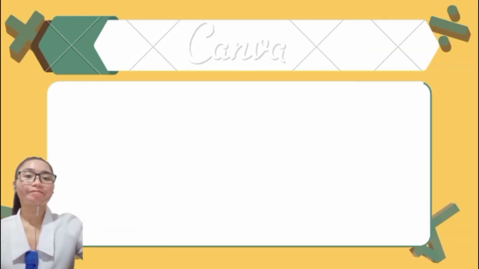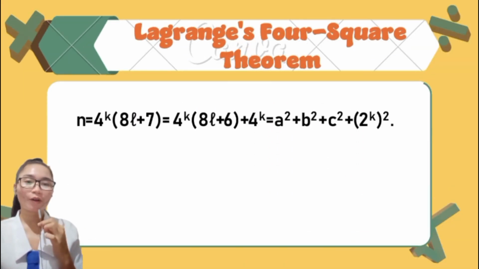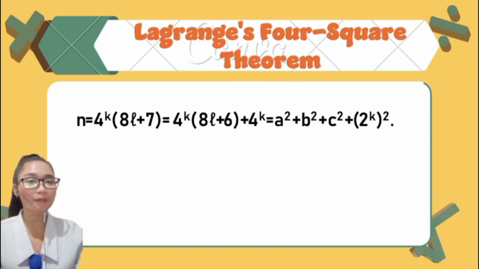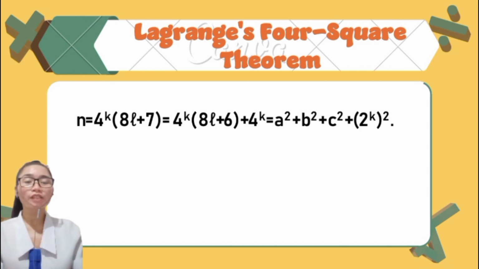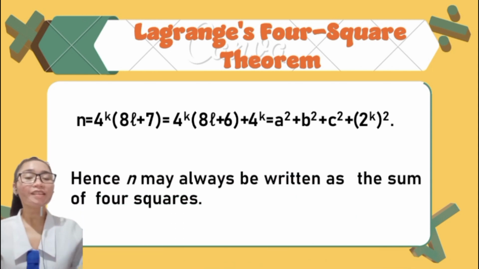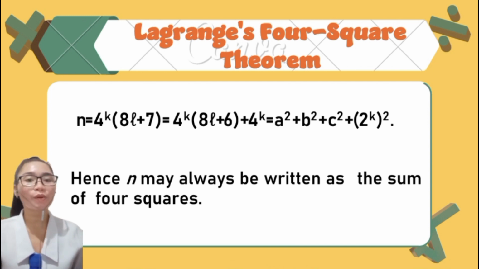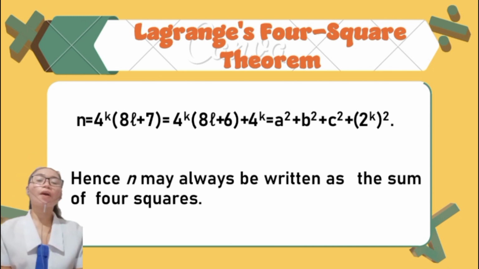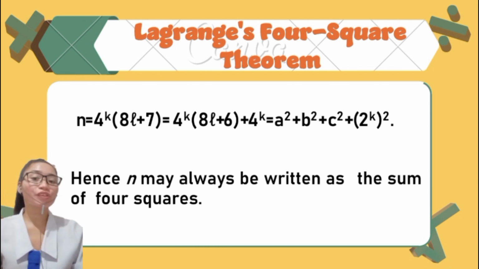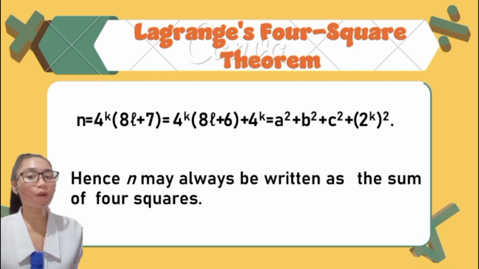And it would become n minus 4 to the power of k quantity 8l plus 7, which is also equal to 4 to the power of k quantity 8l plus 6 plus 4 to the power of k, which is equal to a squared plus b squared plus c squared plus quantity 2 to the power of k squared. Hence, n may always be written as the sum of 4 squares. So this proof has proven that n may always be written as the sum of 4 squares. I hope you have understood what this theorem is trying to convey through this proof. It justifies that n may always be written as the sum of 4 squares.